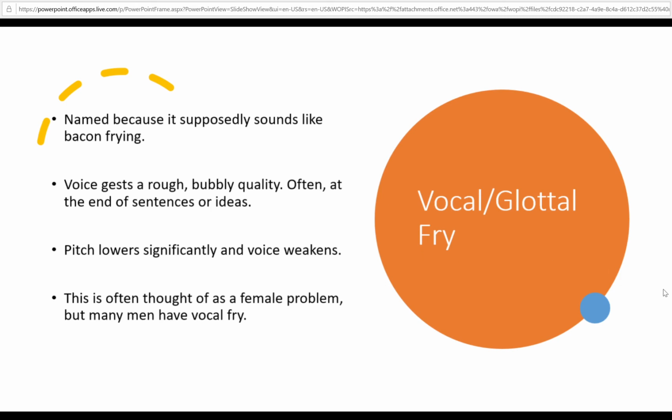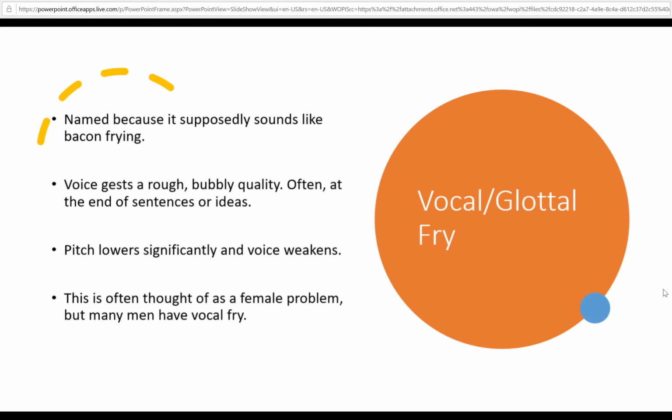I didn't know this. The book said that it was named that because it supposedly sounds like bacon frying. That's kind of interesting. I'm vegetarian and I grew up that way, so I don't know what bacon frying sounds like, so someone will have to tell me if it really does sound like that or not. What it really sounds like is your voice gets rough and has a kind of bubbly quality. Most often it occurs at the end of sentences or the end of ideas. The pitch lowers very significantly and your voice weakens.